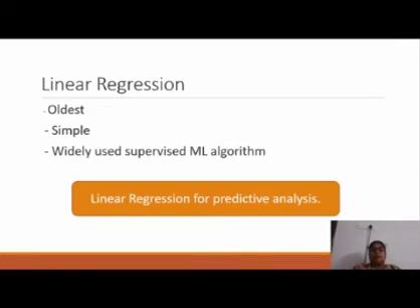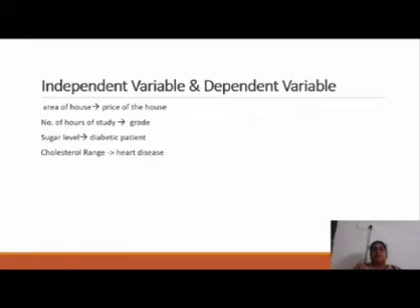Now in ML model, linear regression is mainly used for prediction, predictive analysis. Linear model is the oldest model and it is very simple also. It comes under supervised machine learning algorithm. See, there is the independent variable and the dependent variable. So just tell me which is independent and which is dependent. As I said, area of the house, price of the house. Which is independent, which is dependent?